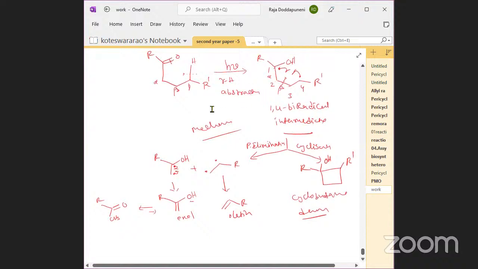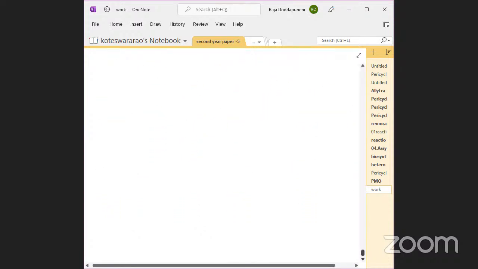How is the 1,4 biradical intermediate generated? That is by gamma hydrogen abstraction. This gamma hydrogen abstraction reaction is a reversible reaction. How is it reversible? We can verify that with the same reaction. After formation of the 1,4 biradical from the substrate, this is the carbonyl compound with hydrogen and R. This is the alpha bond, beta bond, gamma bond.